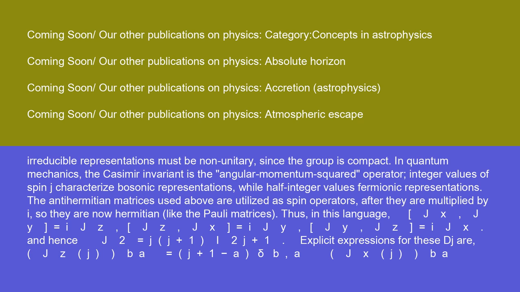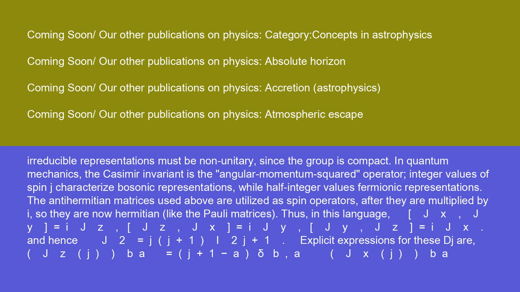In quantum mechanics, the Casimir invariant is the angular momentum squared operator. Integer values of spin J characterize bosonic representations, while half-integer values characterize fermionic representations. The antihermitian matrices used above are utilized as spin operators after they are multiplied by i, so they are now Hermitian, like the Pauli matrices. Thus, in this language, [Jx, Jy] = iJz, [Jz, Jx] = iJy, [Jy, Jz] = iJx. And hence J² = J(J+1) I_{2J+1}.